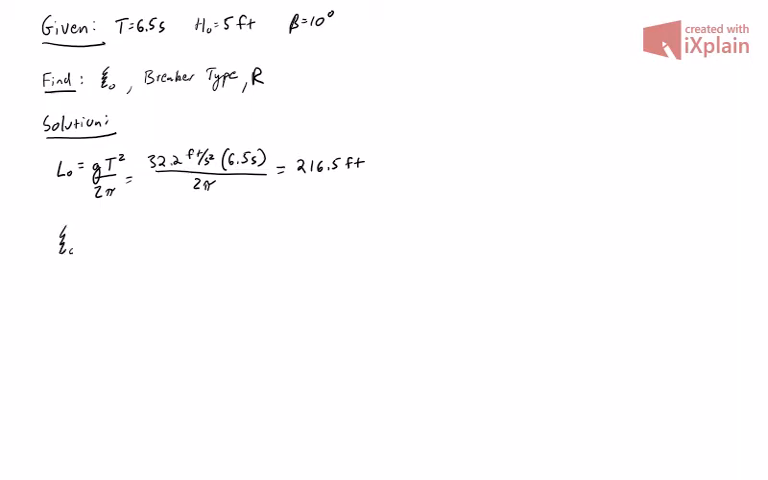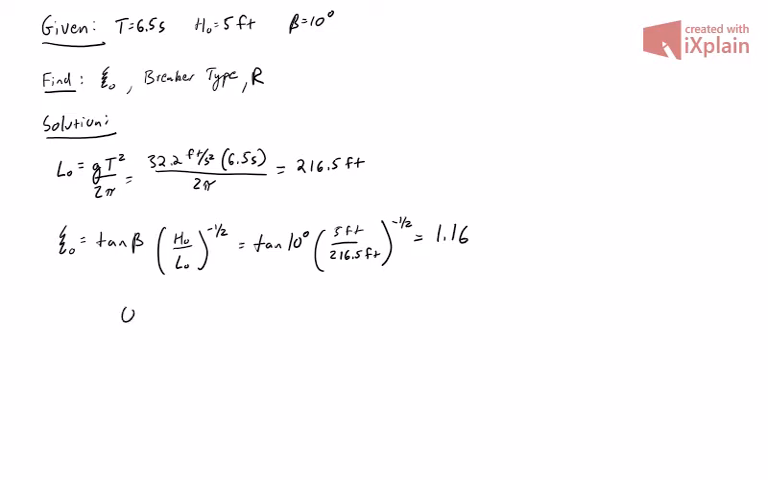So once we have that, we can calculate the surf similarity parameter, which is going to be the tangent of the beach slope times the deep water wave height over the deep water wavelength, all to the negative 1/2 power. So that's going to be tangent of 10 degrees times 5 feet over 216.5 feet, all to the negative 1/2 power, gives us a surf similarity parameter of 1.16. All right, so 1.16 is greater than 0.5 and less than 3.3. Therefore, we have a plunging breaker.